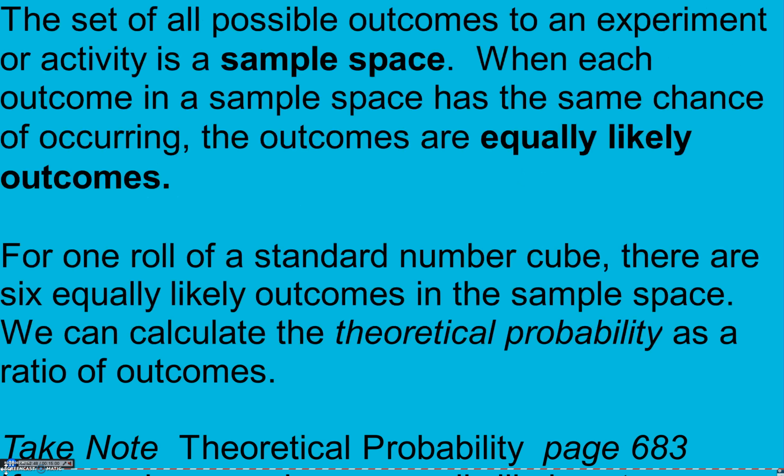The set of all possible outcomes to an experiment or activity is a sample space. So all possible outcomes is our sample. When each outcome in a sample space has the same chance of occurring, we say that the outcomes are equally likely outcomes. Okay, when we roll a die, each number is equally likely to occur. When we draw a card out of a deck, each thing is equally likely.